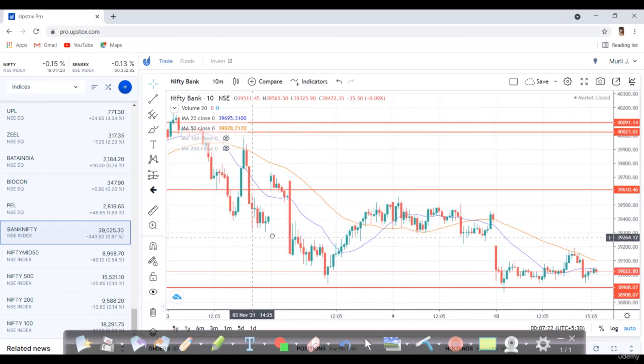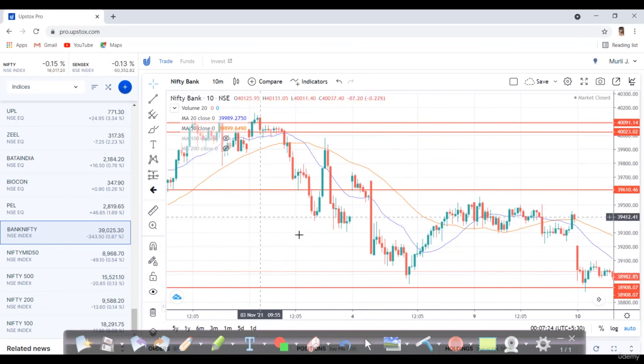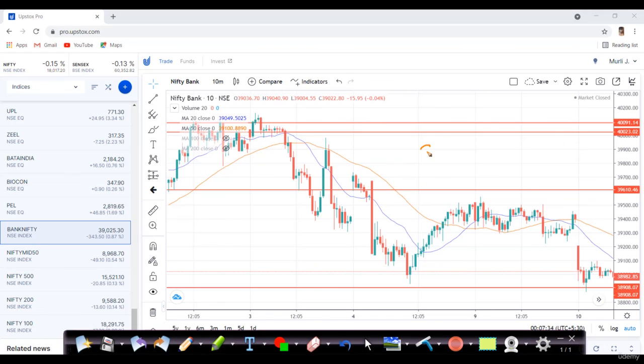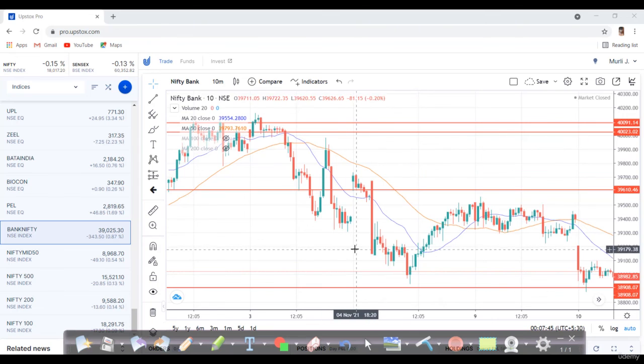If you want, you can observe these moving averages by yourself, and let me know your feedback. Again, for the time frame, you can choose 5 minutes and 10 minutes for intraday. For the long term, you can choose 1 day and 1 week to analyze the stock or the moving averages. Hope you got my point and hope this topic is clear for you.